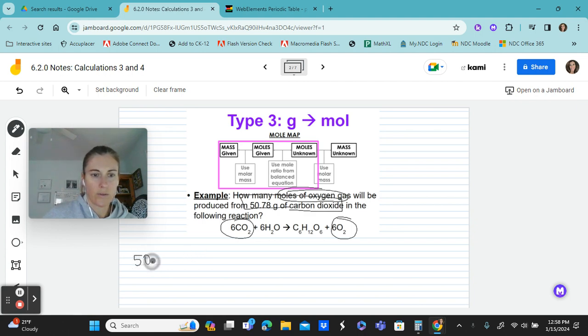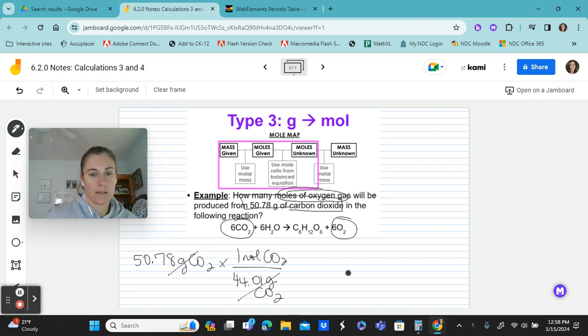Now I can't go straight from grams of one substance to moles of another, so I have to convert this first. So we're going to start with a molar mass conversion. So we're going to divide by the molar mass. If we were to calculate carbon dioxide's molar mass, it's 44.01. All right, one carbon, two oxygens. That is going to cancel out. Now we're in moles of CO2. So this is a two-step problem.